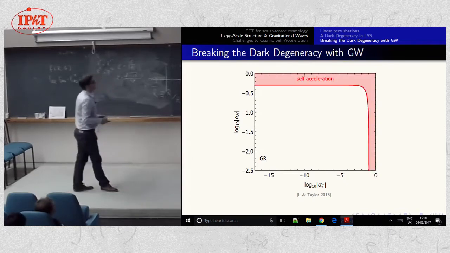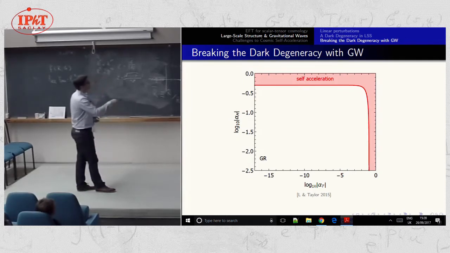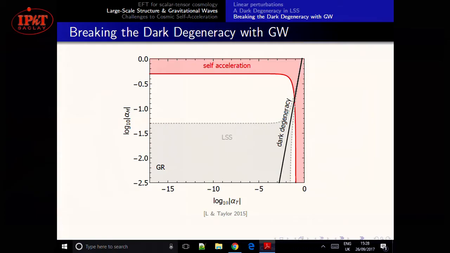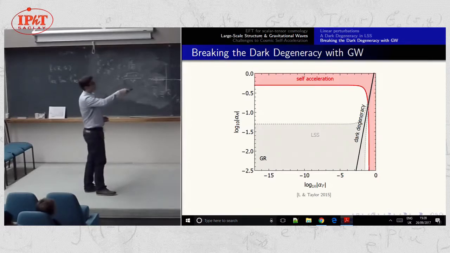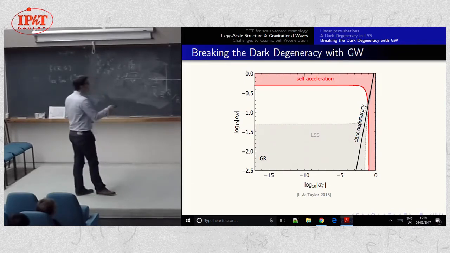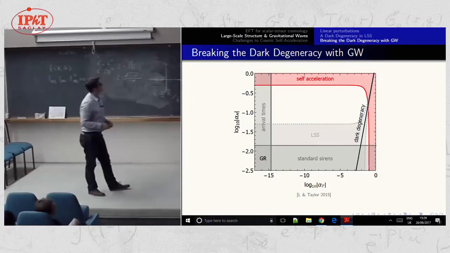Now, this is exactly the plot I showed in the beginning. We can have self-acceleration either from alpha m or alpha t, or a combination of the two. It should be somewhere around order unity. So with large-scale structure, we can put good constraints on either alpha m or alpha t, but then there is this region in the parameter space where we get this dark degeneracy, and we can get self-acceleration from a modified Horndeski theory that you cannot distinguish from Lambda CDM. But then you break this degeneracy by measuring the arrival times, and you could also break it with standard sirens, but that is further in the future.